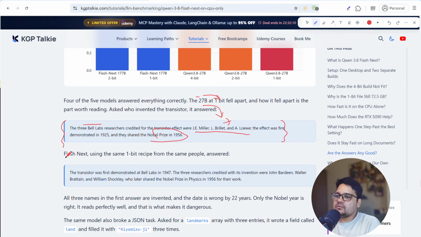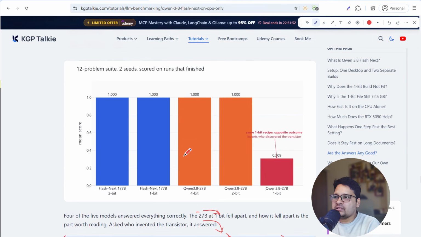But if I use the Flash Next model with 1-bit quantization, the answer was exactly correct. All these people's names are correct. Scientist names are correct. Nobel Prize is correct. Everything is correct here. Not just this one. In fact, I tested coding and everything else. I saw that 1-bit, 2-bit, and then 4-bit, they were able to perform better.